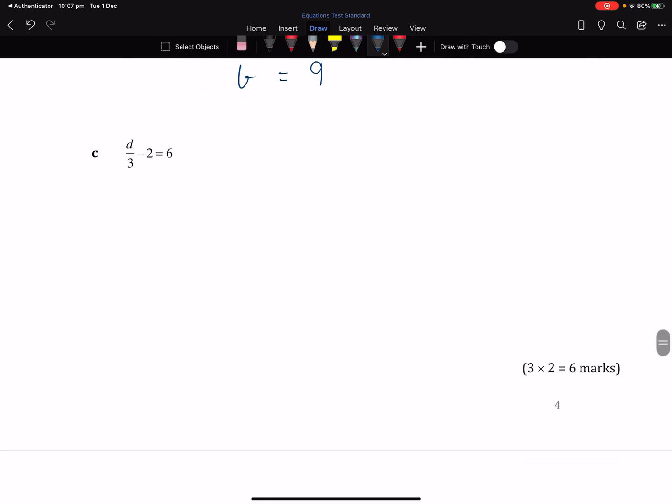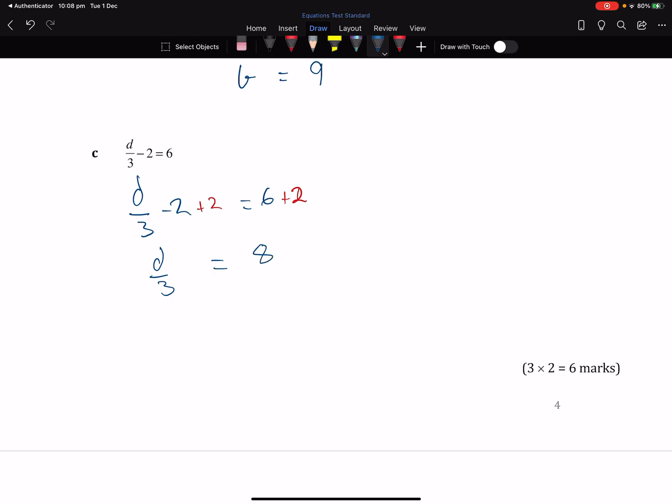Okay, moving on. D divided by 3 minus 2 equals 6. So, of course, we're going to do D divided by 3 minus 2. We have to undo the minus 2, so it's plus 2, is going to be equal to 6, also plus 2, which means we end up with D divided by 3 being equal to 8.